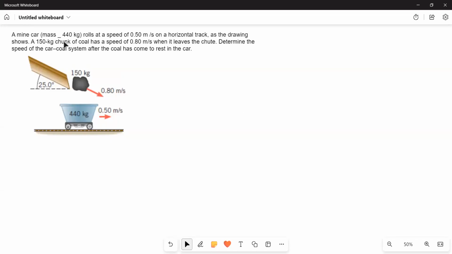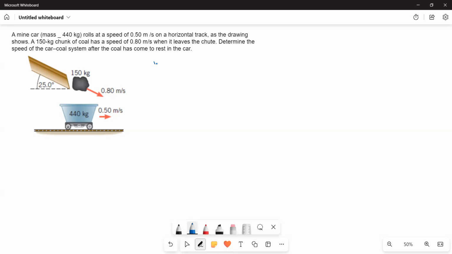A mine car of mass 440 kilograms rolls at a speed of 0.5 meters per second on a horizontal track, as the drawing shows. The 150 kg chunk of coal has a speed of 0.8 meters per second when it leaves the chute. Determine the speed of the car-coal system after the coal has come to rest in the car. Okay, here we have to write the data. Let us write the data.